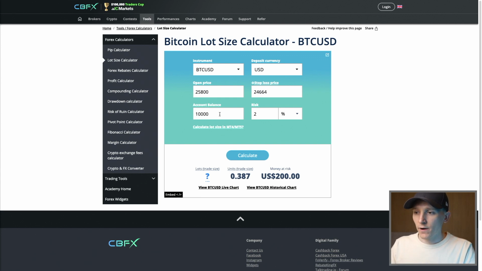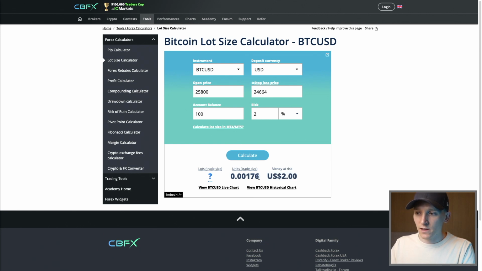24,664. And what I have is an account balance of $10,000, and I want to risk 2% of that. So you can see I can trade a size of 17.6. My money at risk is 2% of 10,000, which is $200. Let's just put it down to 100 to make it even simpler. You can see the decimals change, but everything stays the same, right? So I'm risking 2% of my 100, which is $2.